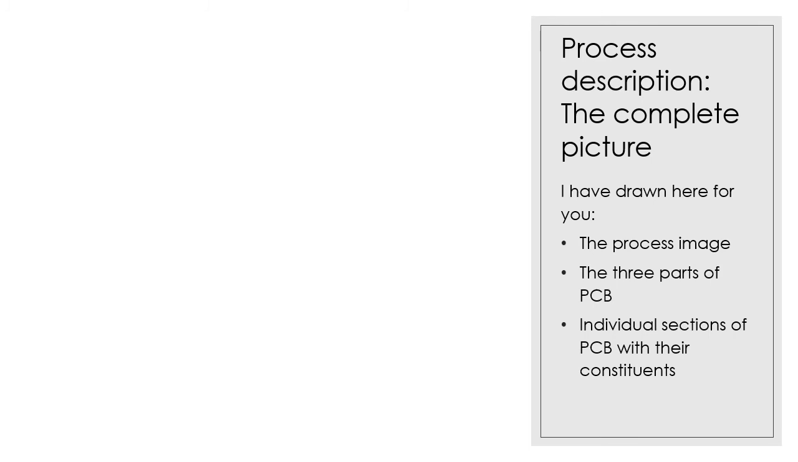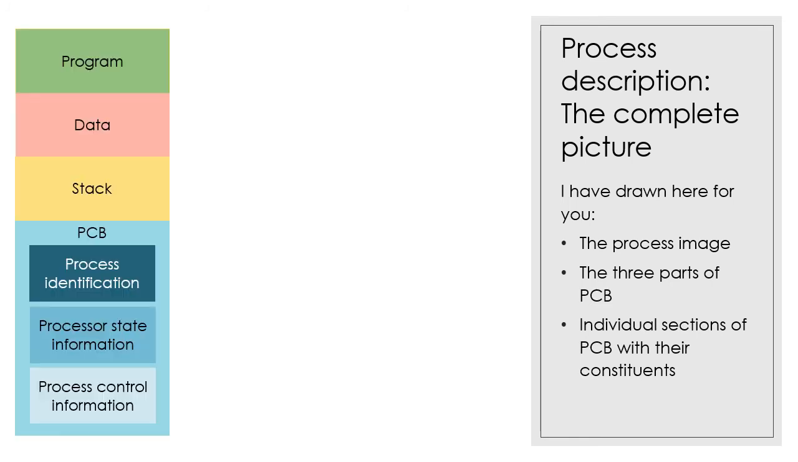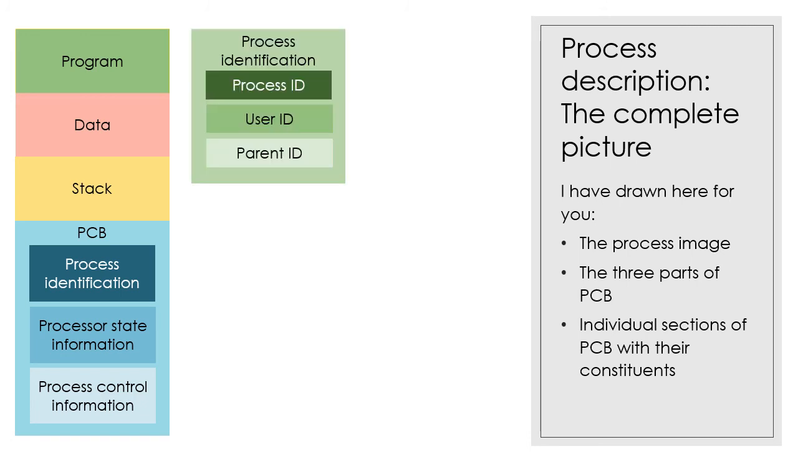So now I am able to present to you the complete picture of process description. Let us start with the process image, which contains four things: program, data, stack, and the PCB. If we blow the PCB up, there are three components. The first component is process identification, and within process identification, we see three more components: process ID, user ID, and parent ID.